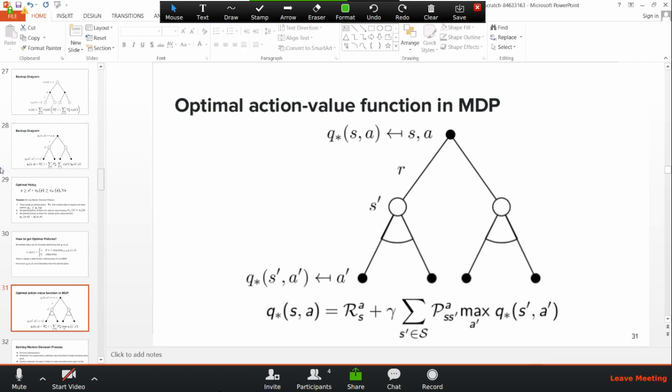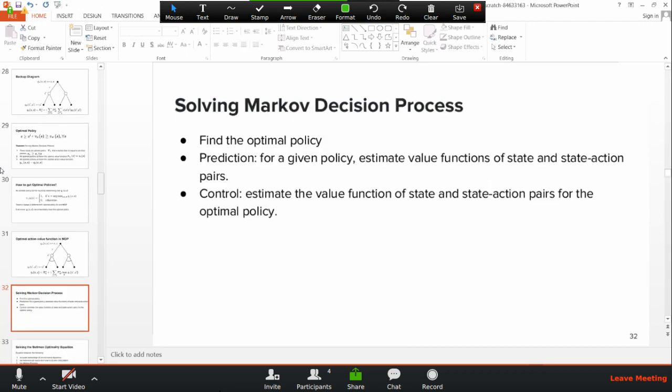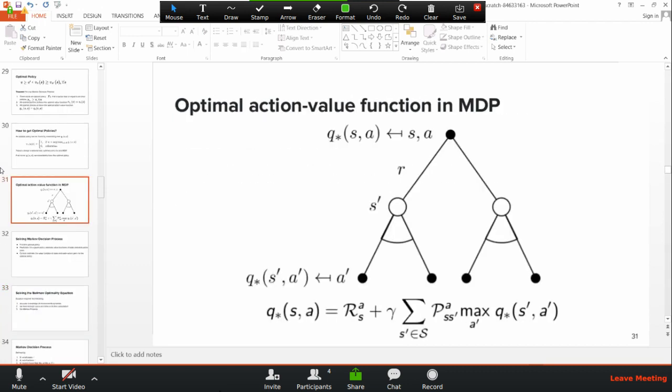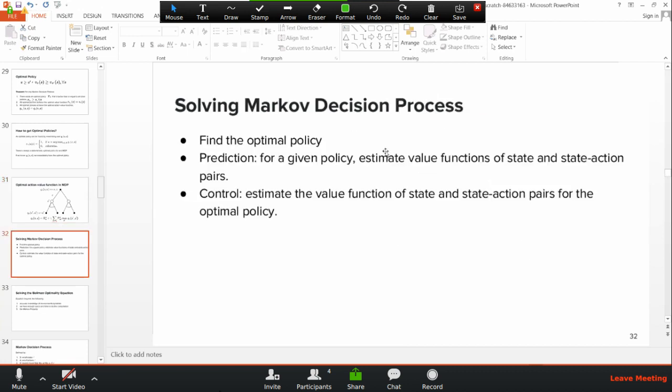As of now, take it that we have to find this optimal action value. For finding that, we can use this equation and find the optimal value. Prediction is nothing but, for a given policy, estimating value functions of state and action. This is the policy evaluation which we spoke of. And control is estimating the value function of state and state-action pairs for the optimal policy. This is the control part.